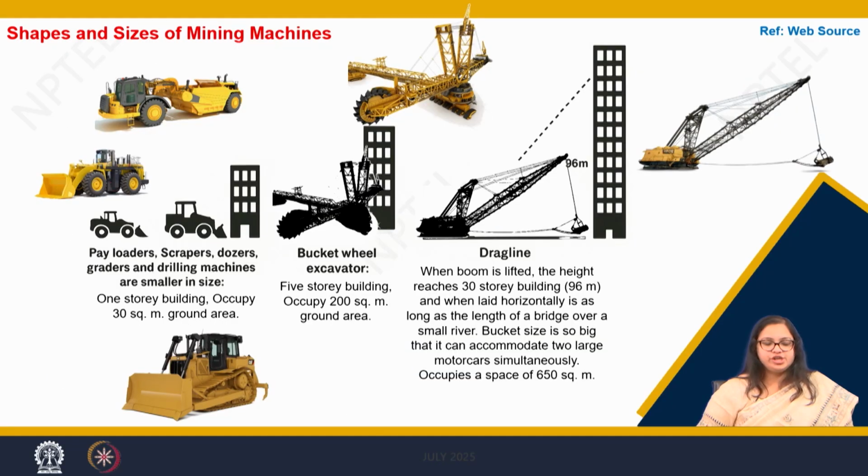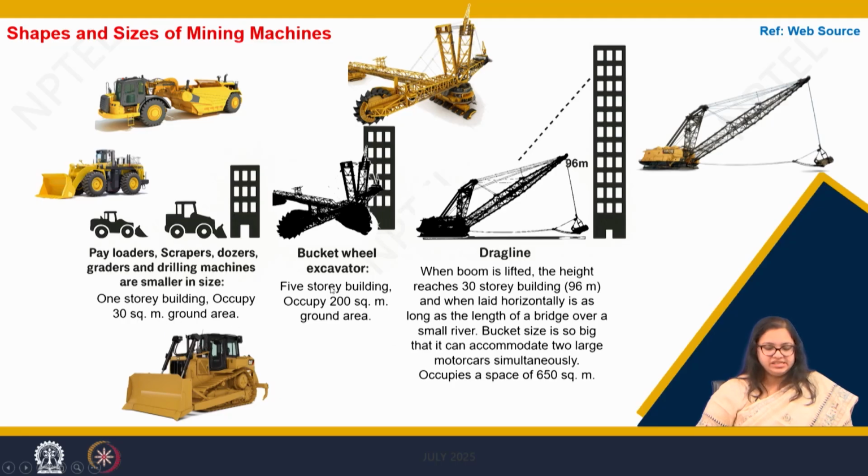Now coming to the shapes and sizes of the mining machines. When we see the small machines, what do we categorize as small machines? When we see a dozer, a pay loader or a scraper, we classify them as small machines. And how small are they? They are as high as a one-story building and they occupy 30 square meter ground area.